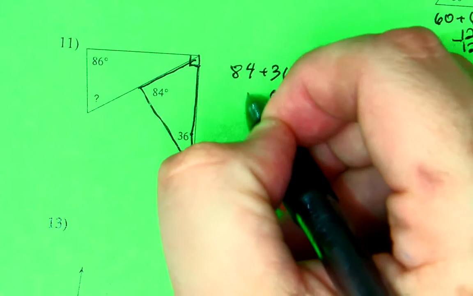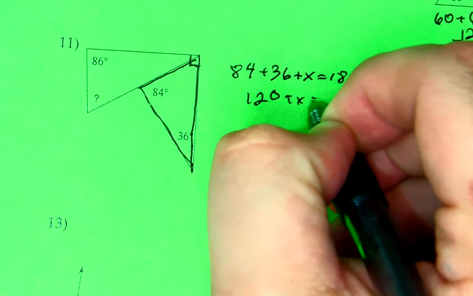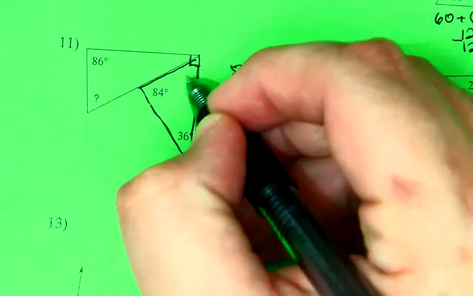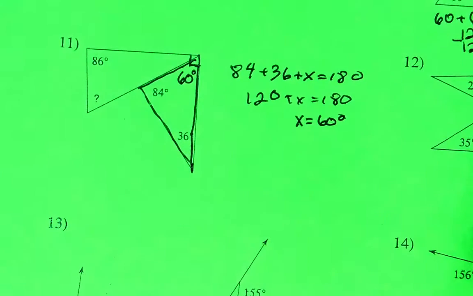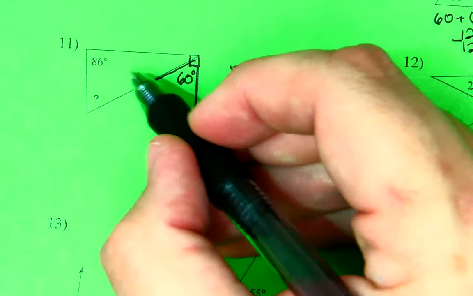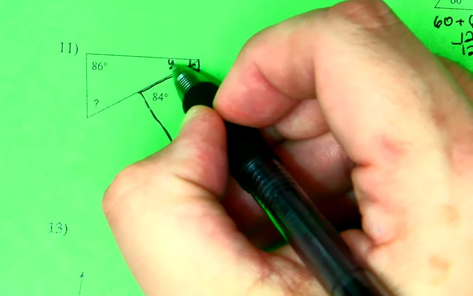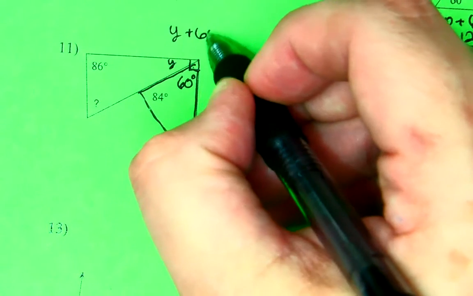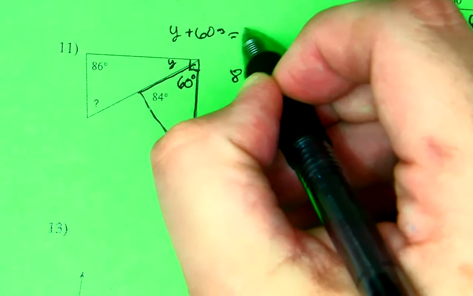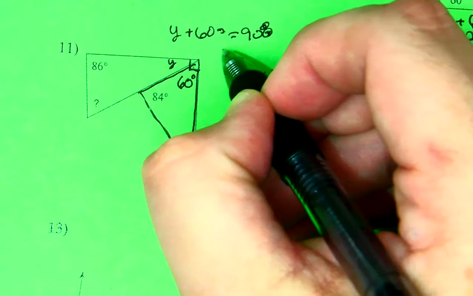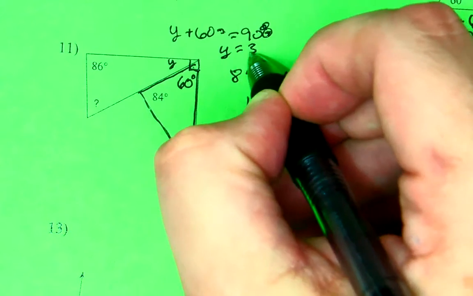And so you get 120 plus x equals 180. A little mental math tells me that's 60 degrees. So that's 60 degrees. But now, since we know that's 90 degrees, this value here, y, we could say y plus 60 degrees is equal to 90 degrees. Not 990 degrees. So y is equal to 30 degrees.